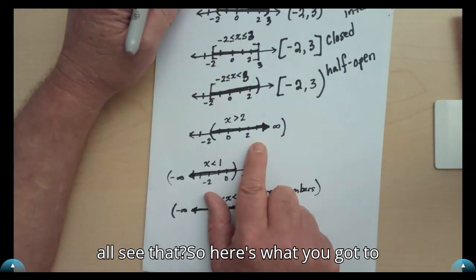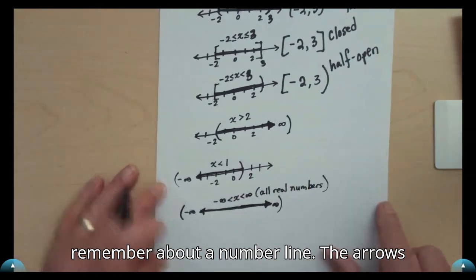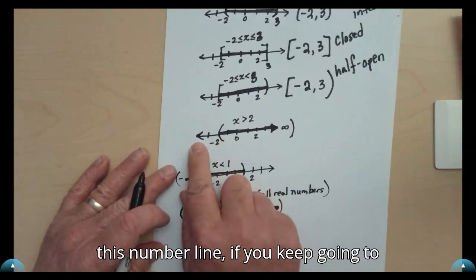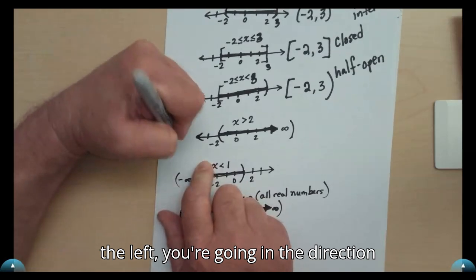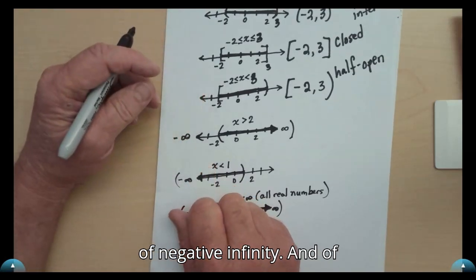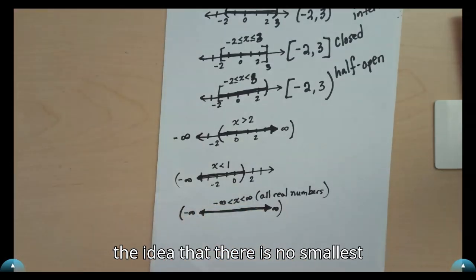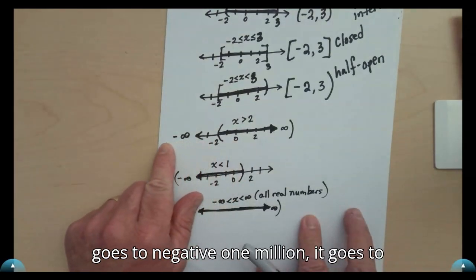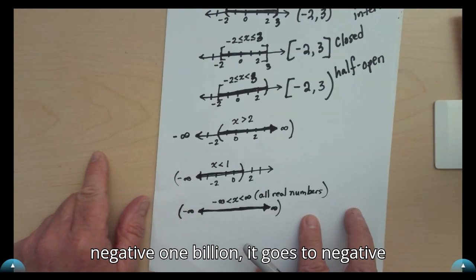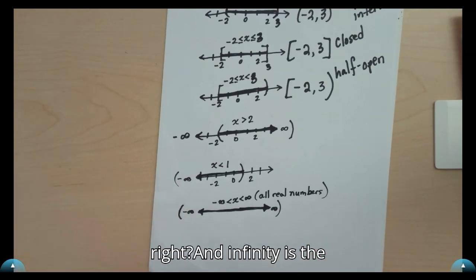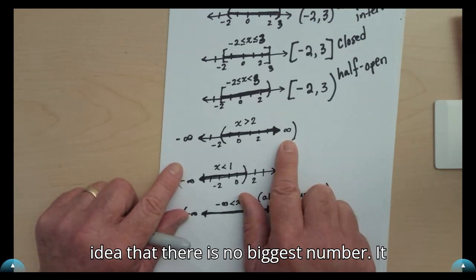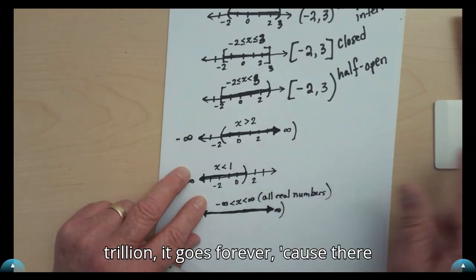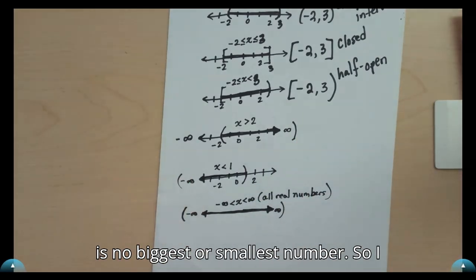Y'all see that? So here's what you've got to remember about a number line. The arrows on both ends are telling us that if you keep going to the left, you're going in the direction of negative infinity. And of course, negative infinity is really just the idea that there is no smallest number, right? It goes to -1 million, -1 billion, -1 trillion, it keeps going forever. And infinity is the idea that there is no biggest number. It goes to 2, 3, 4, it goes to 100, a million, a billion, a trillion. It goes forever because there is no biggest or smallest number.